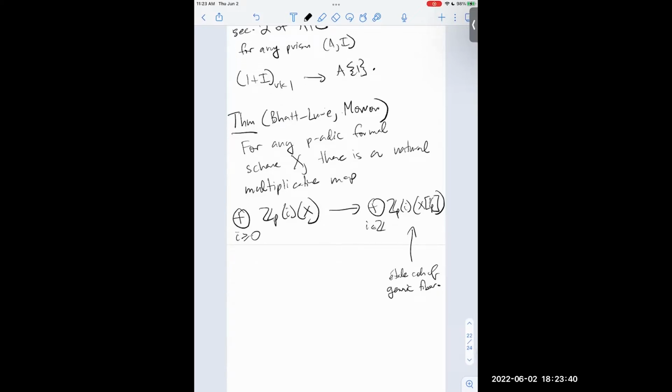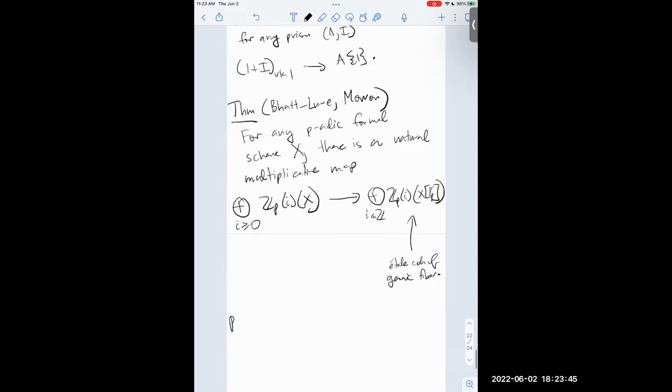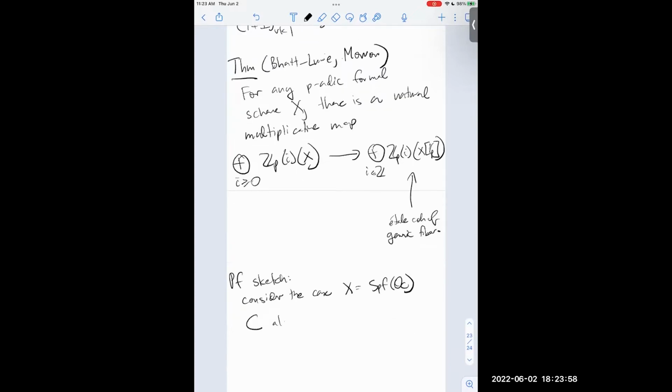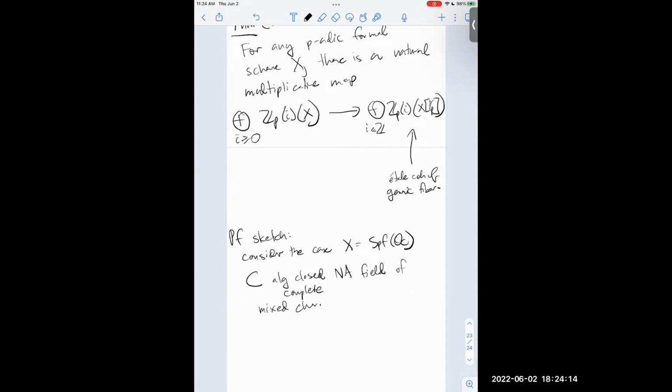Right. And the idea is that this map is very canonical, and you can sort of define it by descent. And so let me just sketch the proof. So proof sketch. Consider the case where X is Spf O_C, for C an algebraically closed complete non-Archimedean field of mixed characteristic, and O_C is the ring of integers. So this is sort of the essential case that you have to consider.